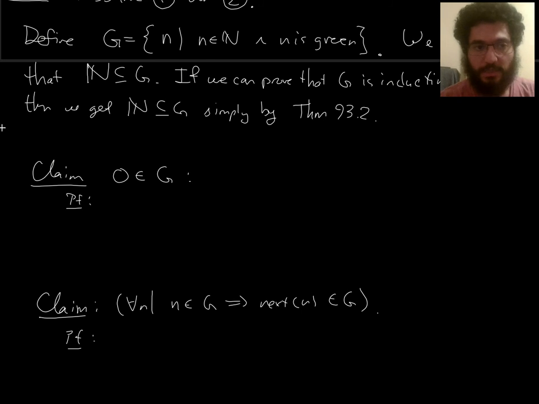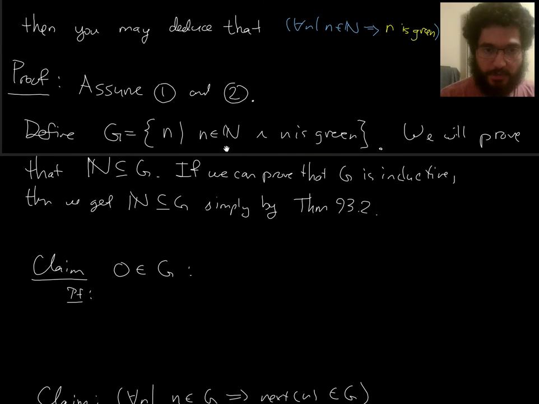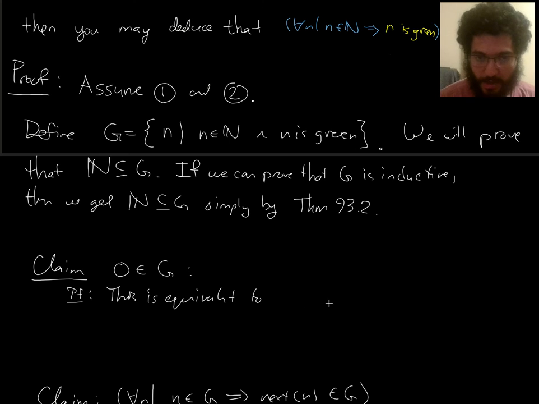Okay, 0 in G. Well, look at the definition of G. 0 in G, this is equivalent. So our goal is equivalent to, so notice I'm not asserting what I'm writing here, I'm just saying that it's equivalent to what I want to prove. So if I prove it, that would be good enough. So 0 in G is equivalent to 0 in n, and, so I'm just writing this down, but with 0 replacing n. So this is axiom 5, and 0 is green.